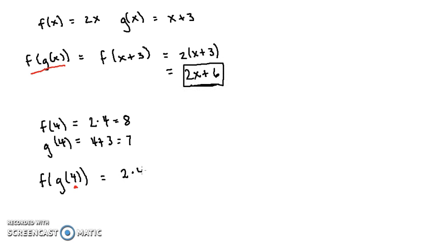So if we plug 4 into f of g of x, we could do 2 times 4 plus 6. 8 plus 6 is 14. Whoops, I left off my 1. 14. Okay, so f of g of 4 is equal to 14. So if you have the function f of g of x, then f of g of 4 is just plugging that in, just like we did with these other numbers.